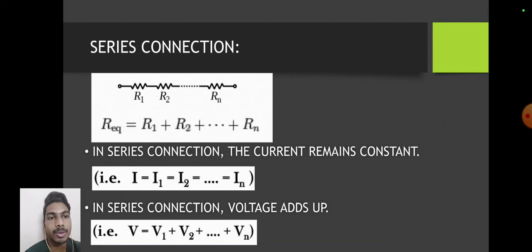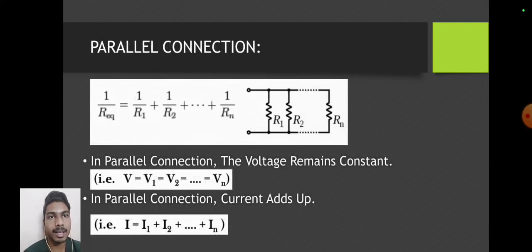But the voltage gets added up. That is V is equal to V1 plus V2 plus V3 and so on up to Vn. So the equivalent resistance is R equivalent is equal to R1 plus R2 plus so on up to Rn. So in brief, in series connection, the equivalent resistance is equal to R1 plus R2 plus R3 and so on up to Rn. And on to the next, parallel connection.